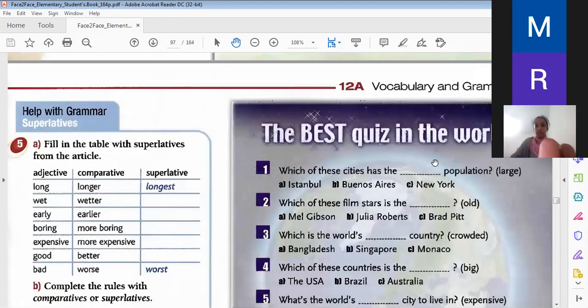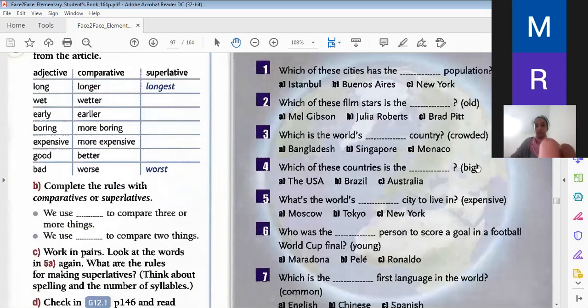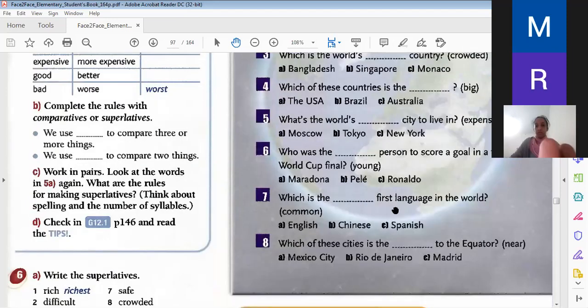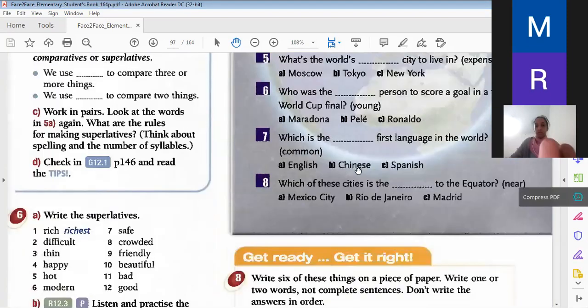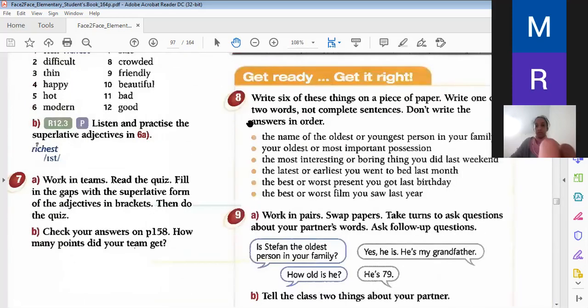We had a little quiz here. The quiz was about different cities around the world. Not only cities, I think different information. Some of it is about cities, some of it is about population, the first person to do something, the youngest person to score a goal, the most common first language. We talked about all of this. We also did number 8. We talked about the oldest person in the family, the youngest person in the family, the most interesting thing, the most boring thing.